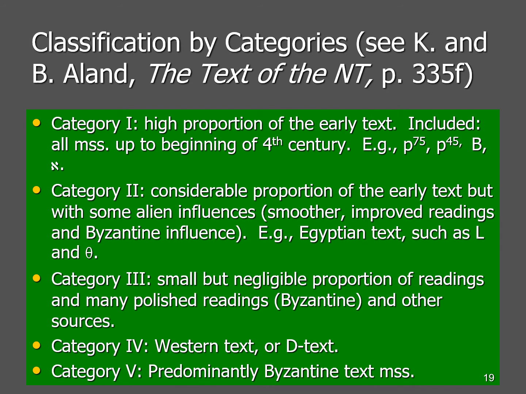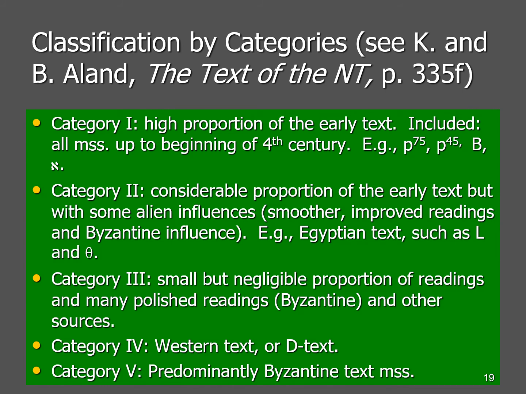But now, having gone through this discussion of text types, you can see what the different nomenclature now refers to. So, Category 1 has a high proportion of the early text, and it includes all manuscripts up to the beginning of the 4th century. For example, Papyri 75, 45, Vaticanus, and Sinaiticus. Category 2 has a considerable proportion of the early text, but with some alien influences, some smoothing out of the readings, some improvements to the readings, some Byzantine influence.